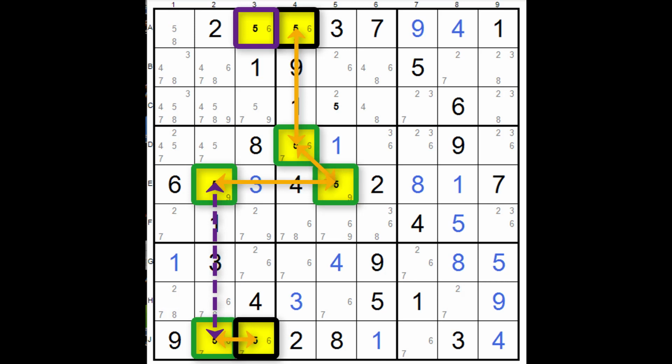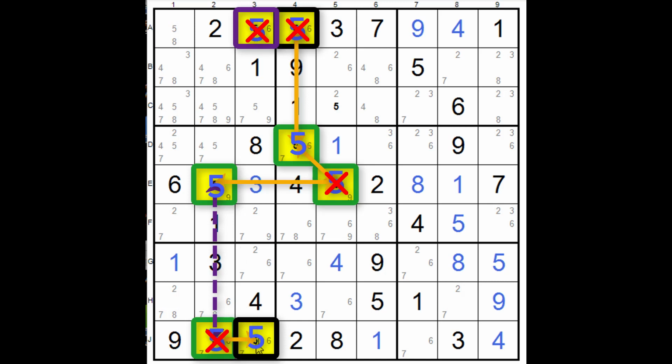Now the important thing, as I said before, when we're testing it out, you start off by setting it to not true. So we set this to not true. There is a 5. There's no 5. There is a 5. And that's why it's important that this one is a 5, because we now have a weak link. So there is a 5. There's not a 5. There is a 5. Therefore, that is not true.